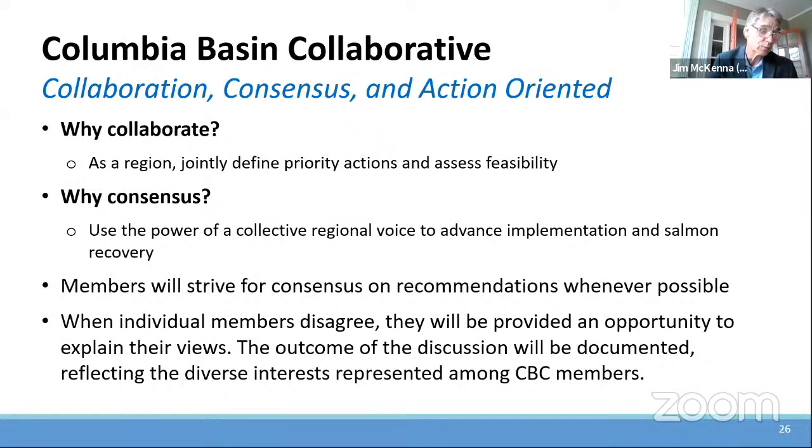And then why consensus? Well, if we're able to come to consensus on recommendations for action, those recommendations are going to be far more powerful if we have full consensus from these varied parties: states, feds, tribes, and the NGO community, utility. We will have the real weight of that recommendation and feel that we would best leverage action with that consensus. Members will strive for consensus on recommendations whenever possible, and when an individual member or sector feels differently, we'll document that position.